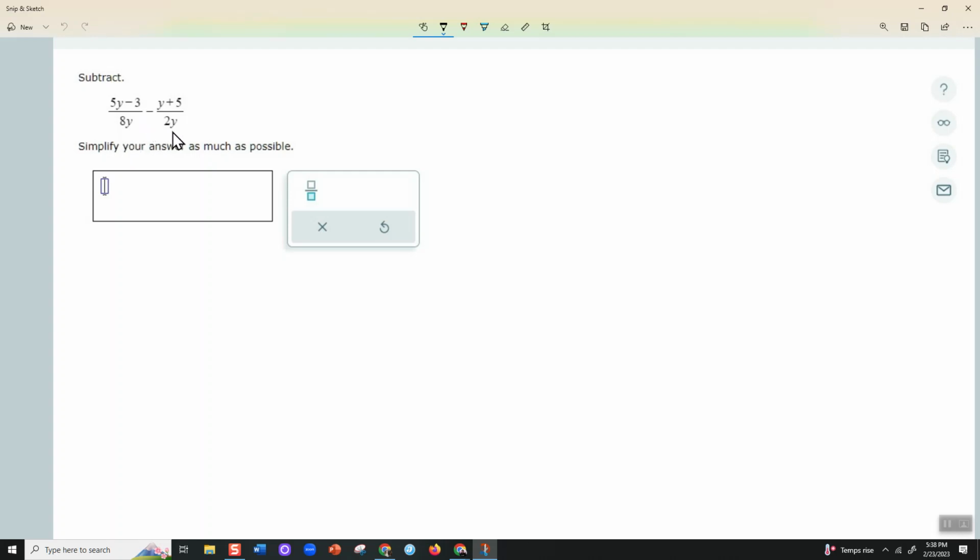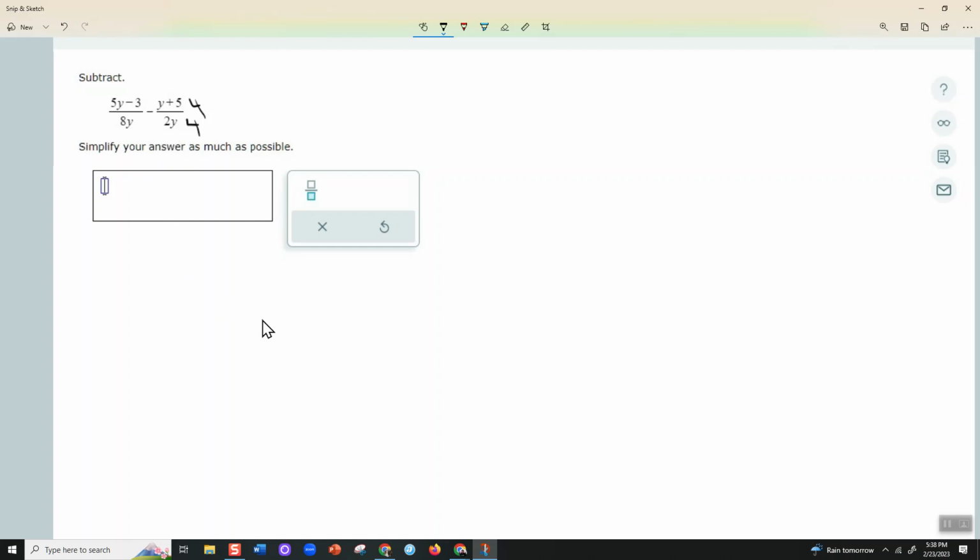To be able to subtract fractions, you have to have a common denominator. So I see that over here, I have 2y, over here I have an 8y, so I'm basically going to have to multiply this one by 4 to make it 8y, and then they'll be the same denominator. But you got to do it to the top as well as the bottom in order to achieve an equivalent fraction. So I'm going to rewrite the whole thing there.